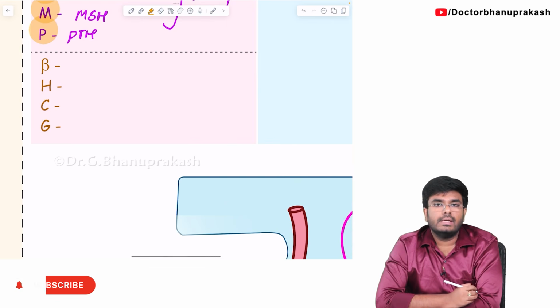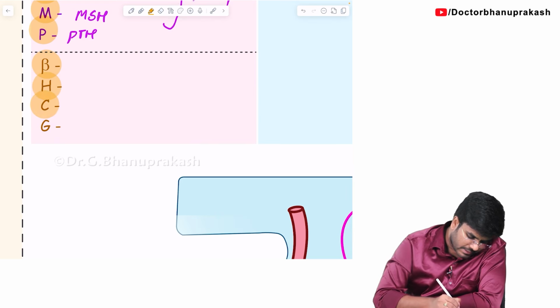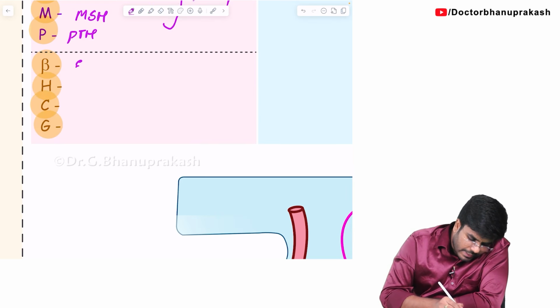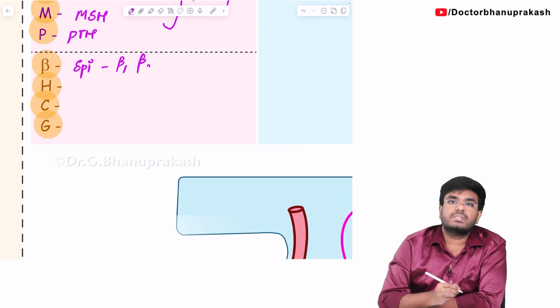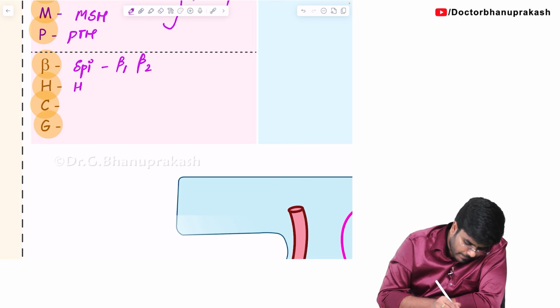Done. Next, the third mnemonic I am giving you. These hormones are also going to act via the cyclic AMP pathway. That is beta HCG. Beta HCG: B stands for epinephrine acting on beta 1, beta 2 receptors. H stands for histamine.